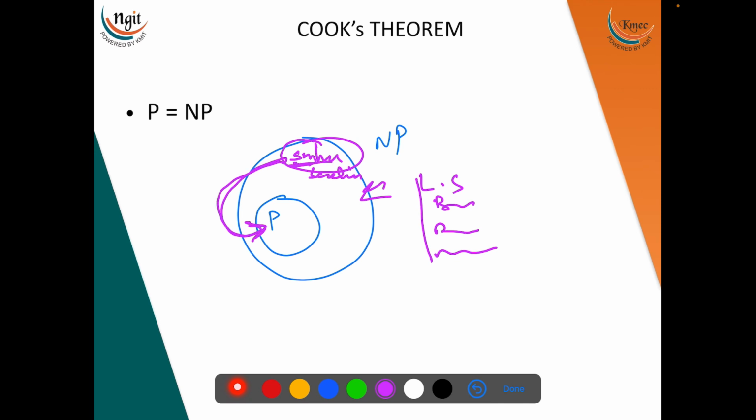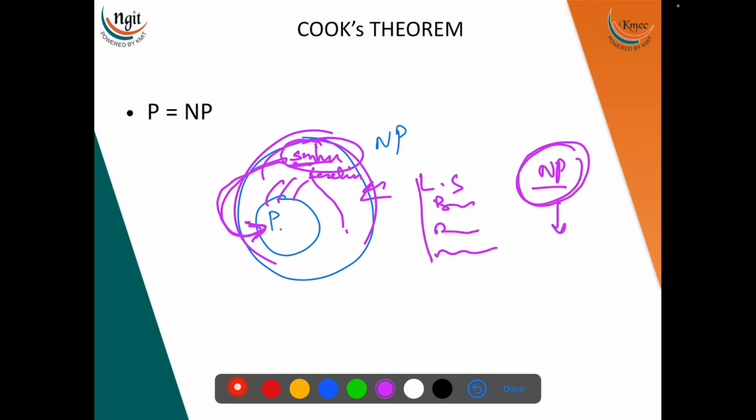So day by day, when researchers are working on these superset problems, the P set will grow and it will occupy the whole NP. So one day all your NP problems will be solved. That means all NP problems one day turn into P. And this is what Cook's theorem is.